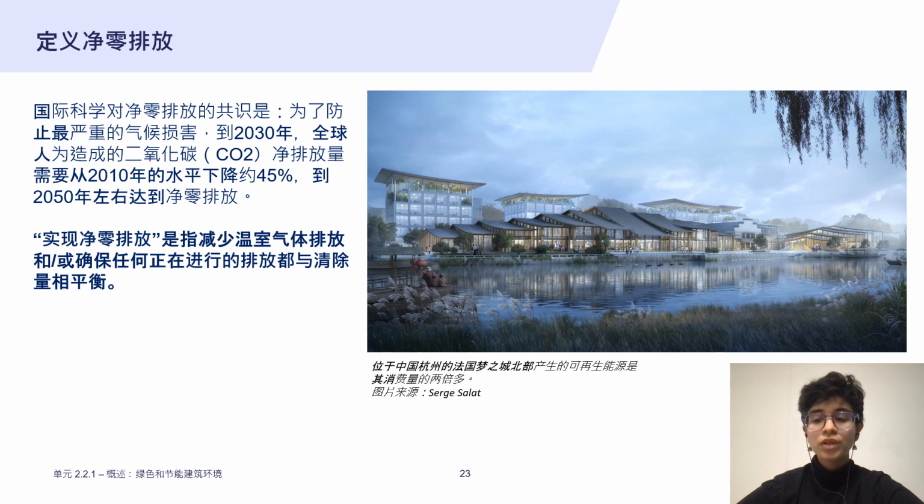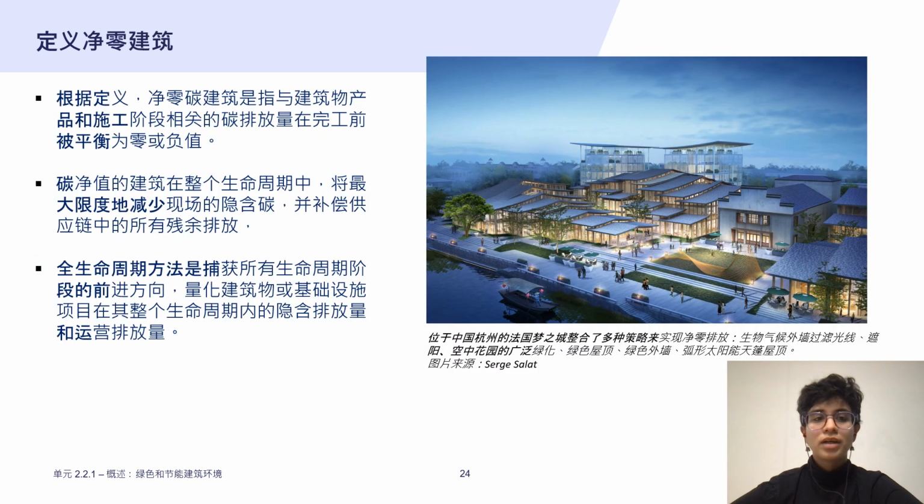It provides more than twice as much renewable energy as its consumption. So what do we mean by a net zero building? A net zero carbon building, by definition, is when the amount of carbon emissions associated with the building's product and construction stages up to practical completion is zero or negative. Through the steps explained above, the use of offsets where no other solutions can be found, or the net export of on-site renewable energy.